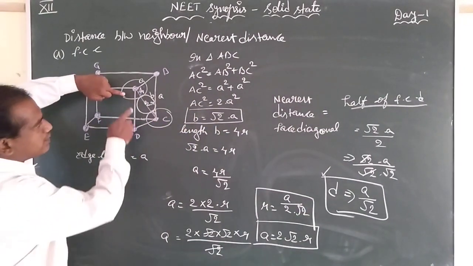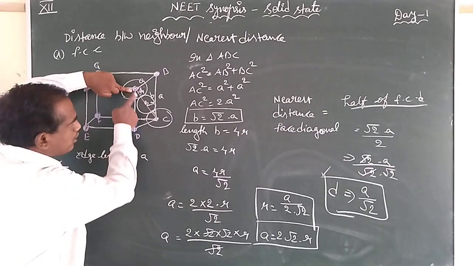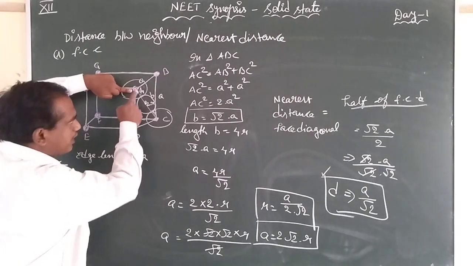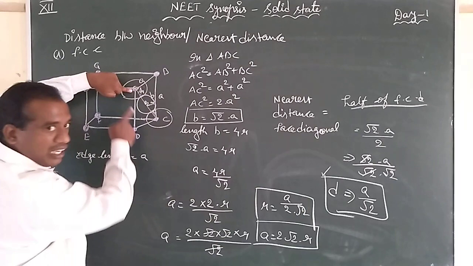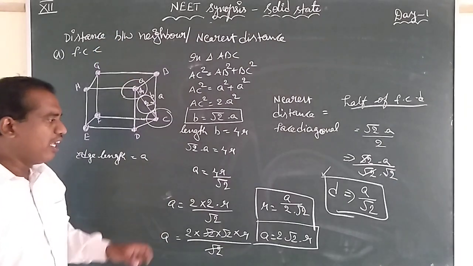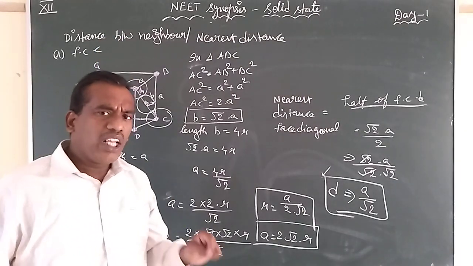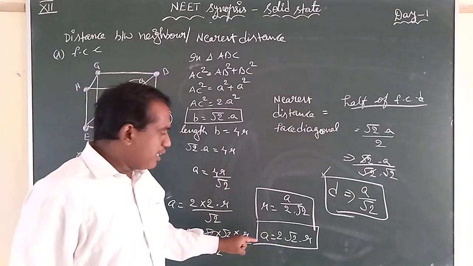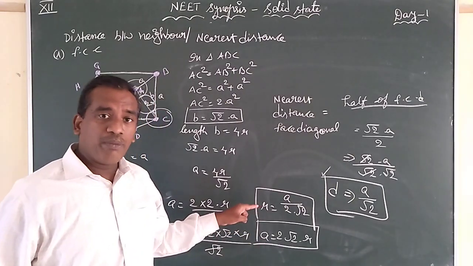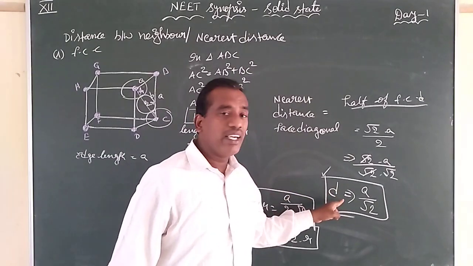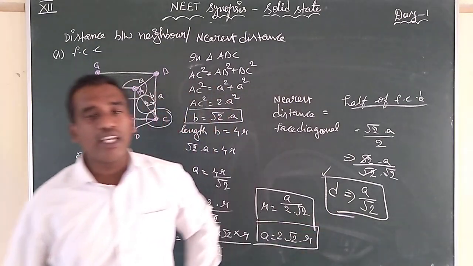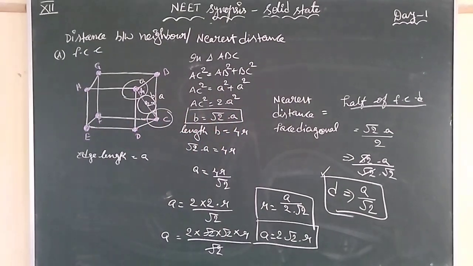What does the nearest distance mean? The distance between these two atoms. How much is it? It is half of the face diagonal. So based on our need, the edge length may be asked, the radius may be asked, or the distance between the nearest atoms may be asked. You must not forget the formula.